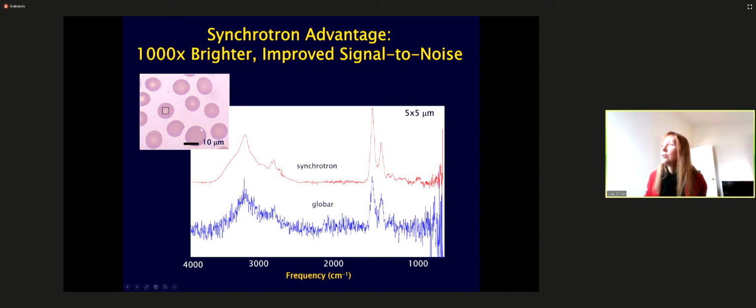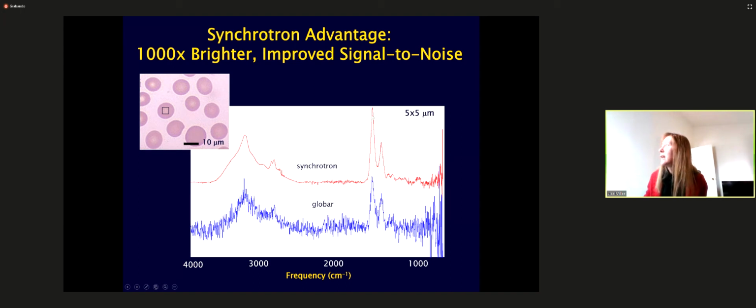If we were going to aperture and focus the beam down with the Globar, the laboratory-based source, this is what your spectrum is going to look like, this blue one. It's kind of noisy. But if you use the synchrotron, you get beautiful spectra all the way down to the diffraction limit. We even get better than this today with the brightness of NSLS2.